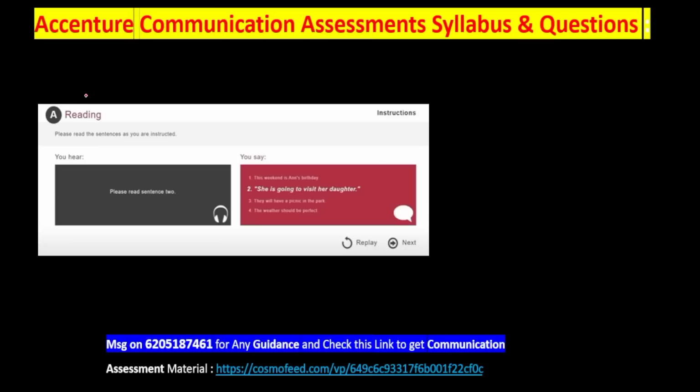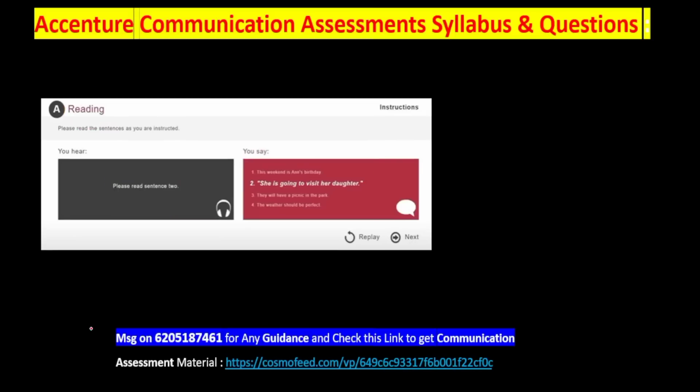For example, we have reading section. There is a sentence flashing on the screen. Please read sentence 2. You have to read sentence 2. What's it? She is going to visit her daughter. She is going to visit her daughter. You have to speak like that. Not in a robotic or overly slow way. You have to speak so normal, as usual you are speaking anywhere else, right?